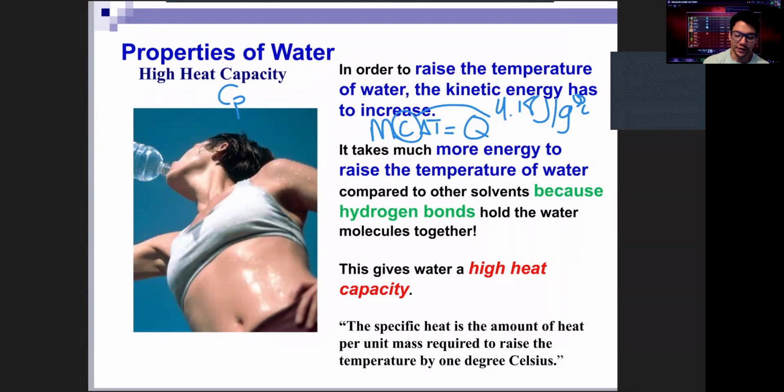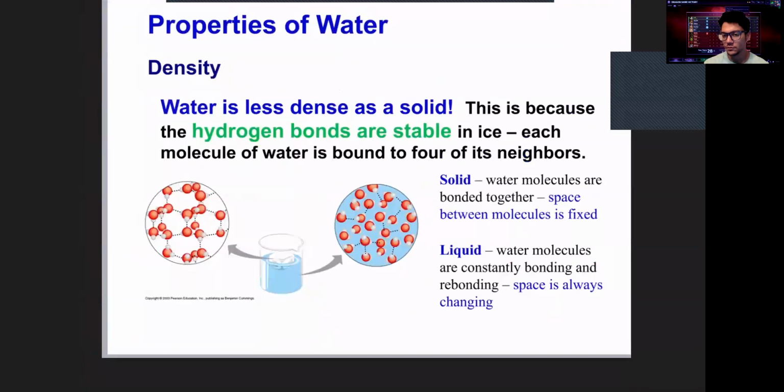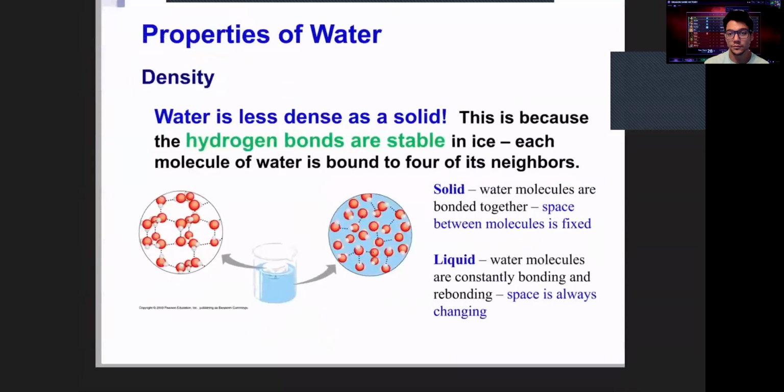Okay, so if we look at and compare the ice, the solid form of water, and the liquid form of water, look at how much more. Hold on, this isn't shown. One sec. All right, let's see if we can get it to work this time. All right, there we go. Okay.